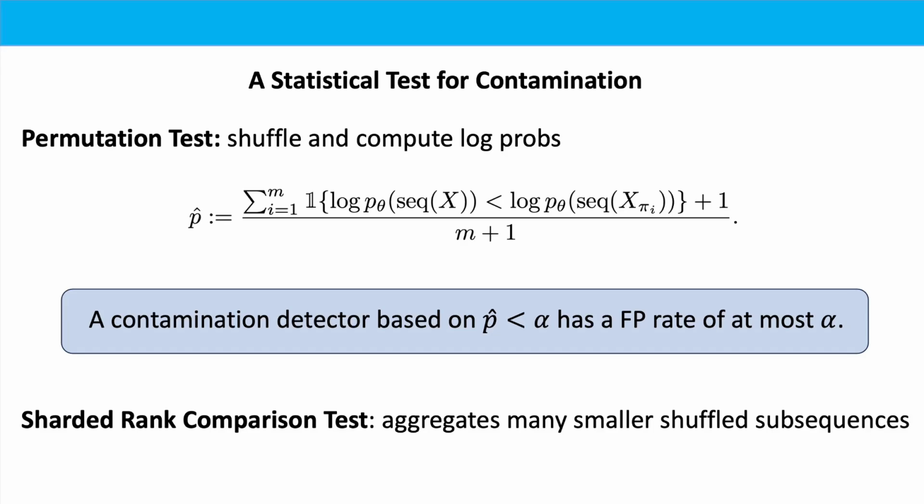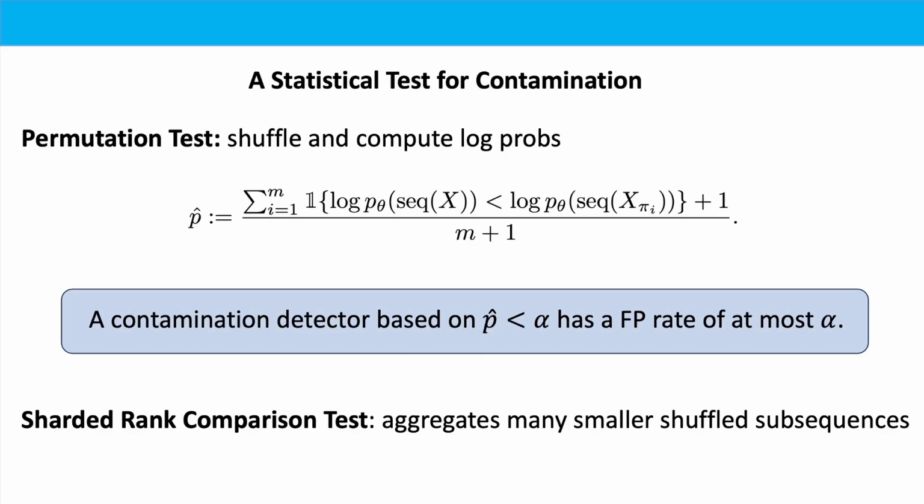Using this idea, there's a very simple permutation test we can construct. The key is to compare the likelihood of the original ordering to the likelihoods of shuffled orderings. For example, for the original ordering to have a higher log likelihood under the model than any ordering over, let's say, 1 million random shuffles, there's a 1 in a million chance of this happening under the null hypothesis, if the model didn't see the test set during training.